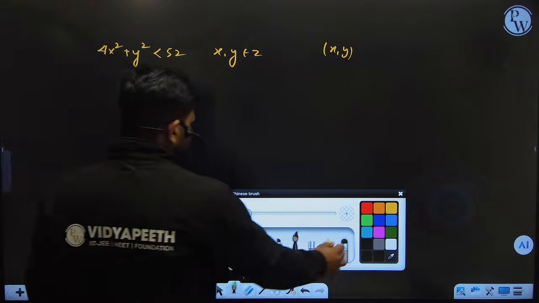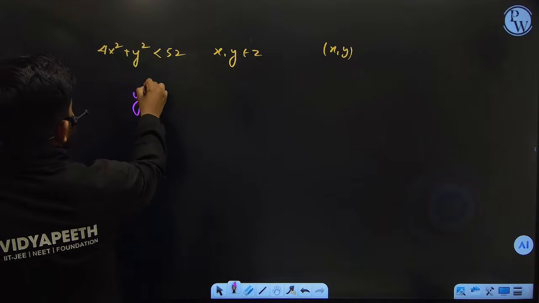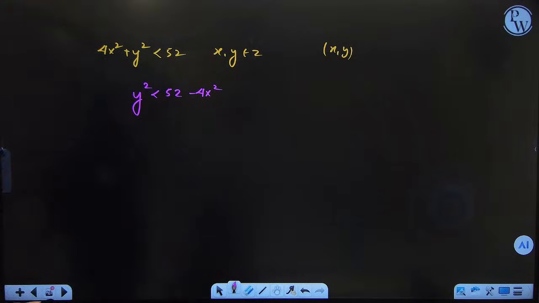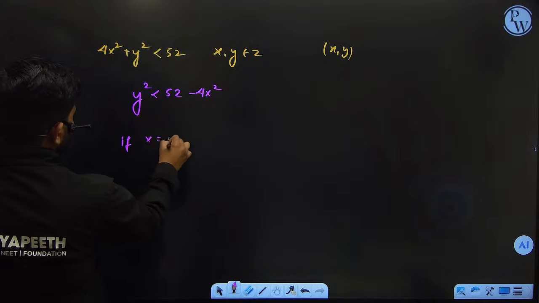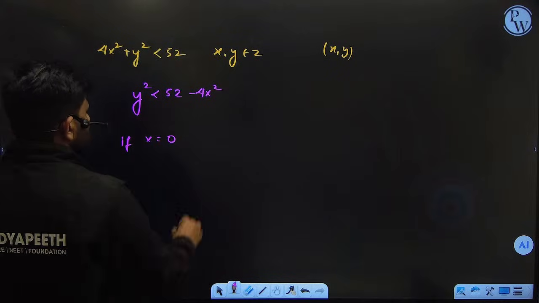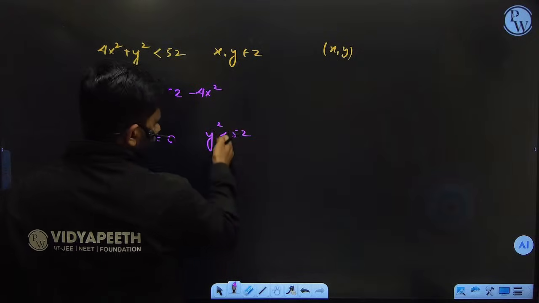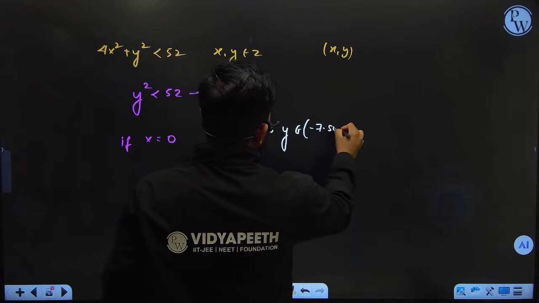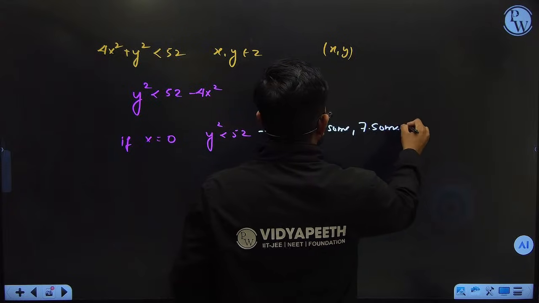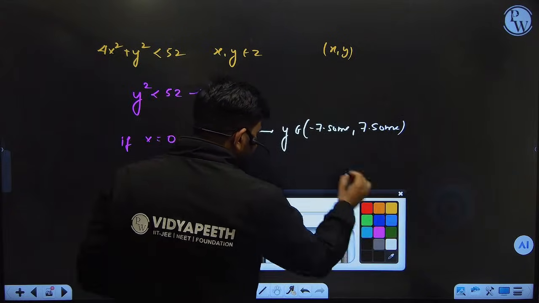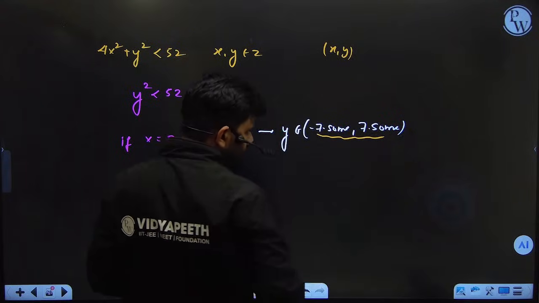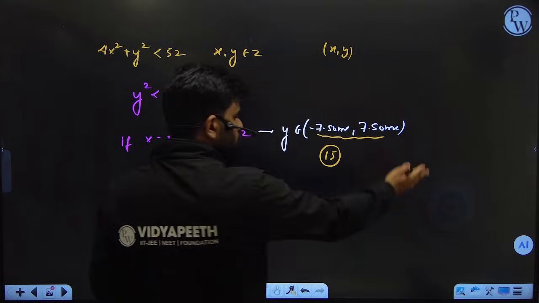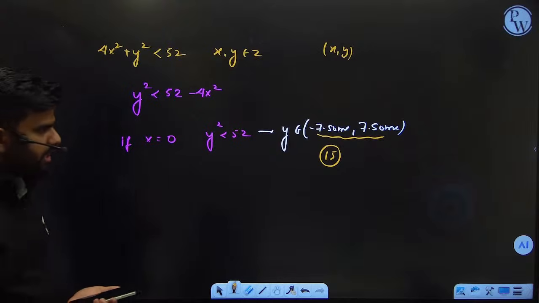So again it is a very simple question. Just write this equation, y square is less than 52 minus 4x square. So if you put x equals to 0, y square will be lesser than 52. It means y will vary from minus 7 point something to plus 7 point something, right? So how many integers are there between minus 7 point something and plus 7 point something? There are 15 integers. Minus 7 to minus 1 is 7, 1 to 7 again 7, that's 14, and 1 is 0.